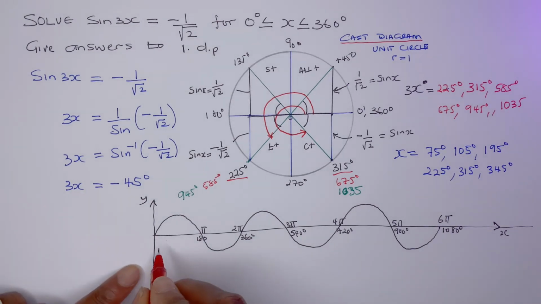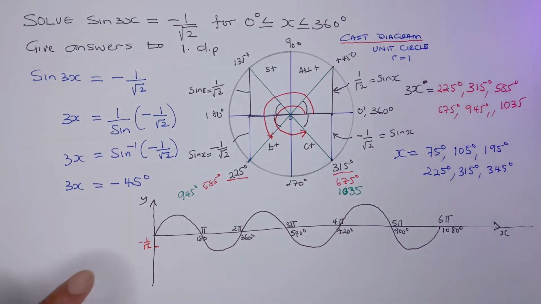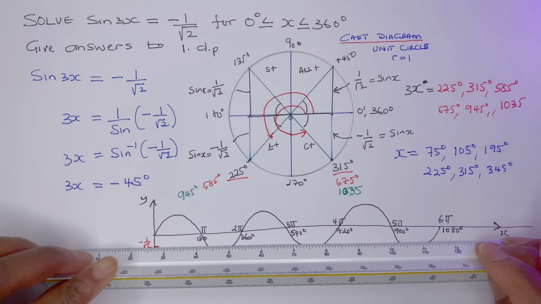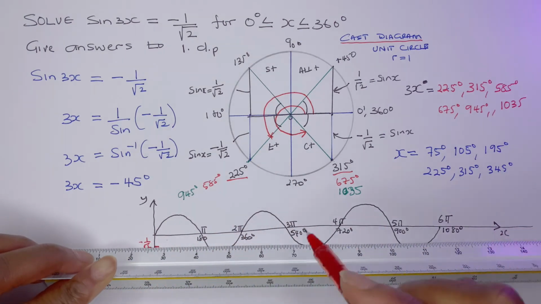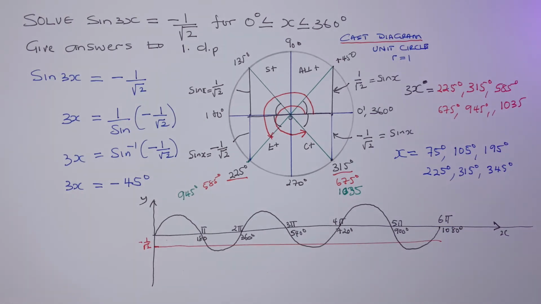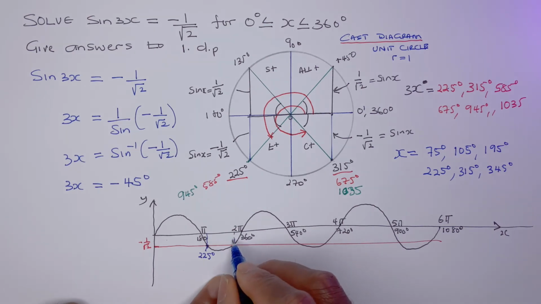But we're looking for minus 1 over root 2, which will be along here. So that's minus 1 over root 2. And if you get your ruler, just draw a straight line. It's not the best curve, so this is just a rough estimate. So just draw a straight line going there. So that's the straight line we drew. So this one here will be 225 degrees, because it's 180 plus, you can see that's 45 there, 180 plus 45. And this one is 360 minus 45, so that will be 315 degrees.